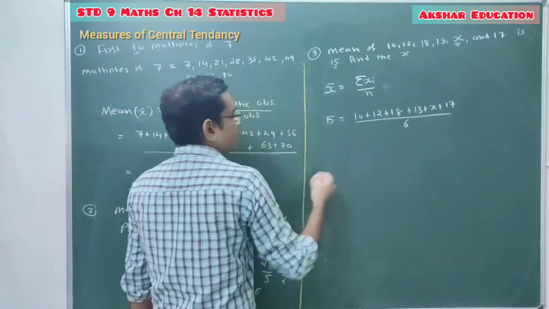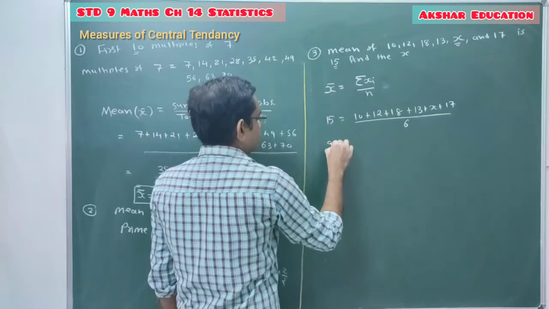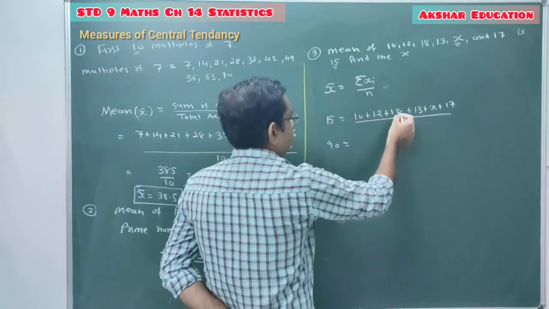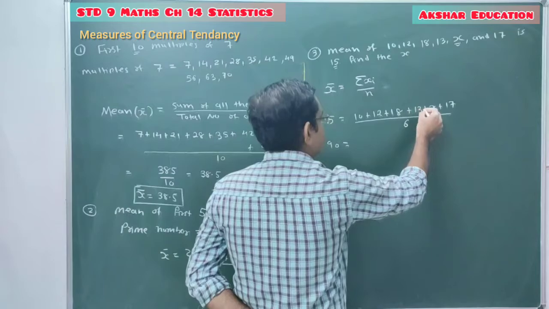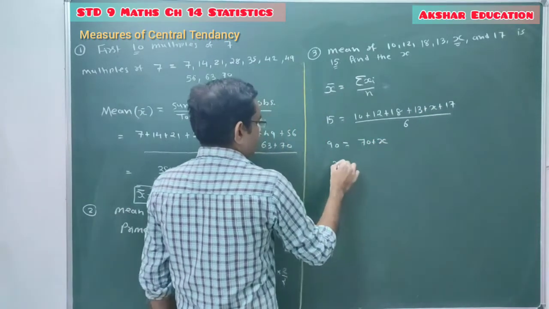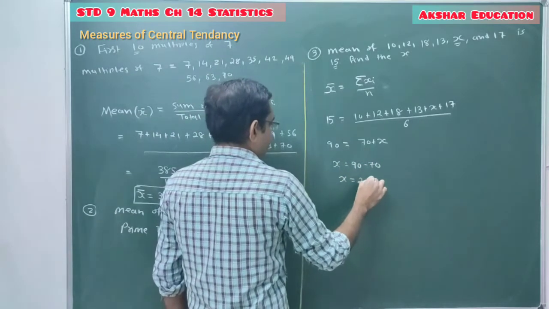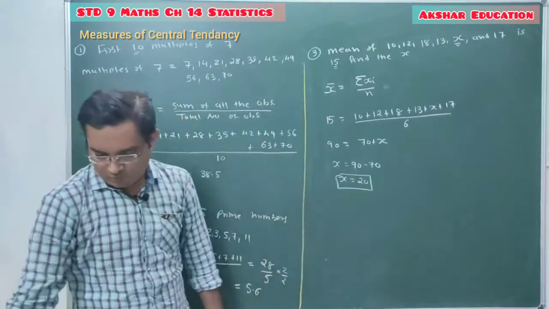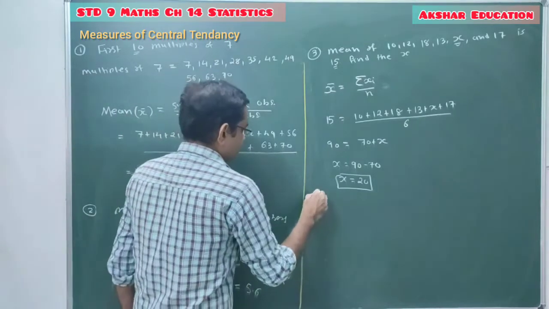6 observations are there. Now simplify this, cross multiply. 15 times 6 is 90, equal to the sum of these observations: 12 plus 18 is 30, plus 10 is 40, 40 plus 60 is 70. So it's 70 plus x. So we are getting x equal to 90 minus 70. So that unknown observation is x equal to 20. x equal to 20 is the unknown observation. Clear? One more question is there.